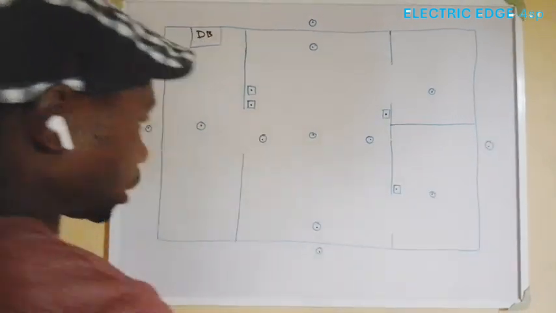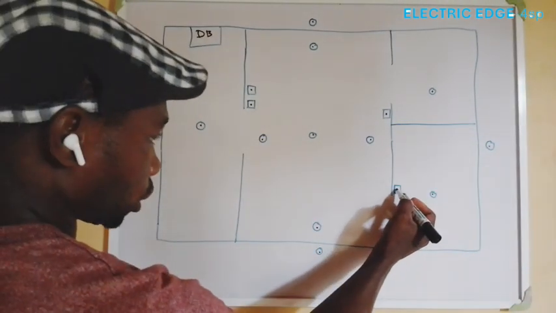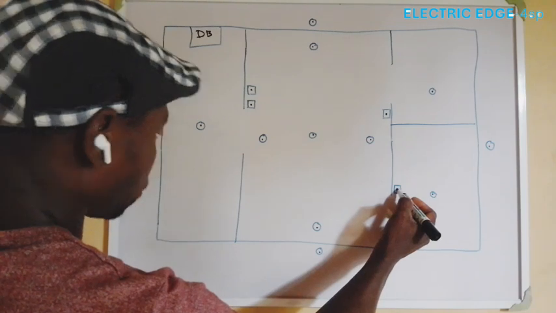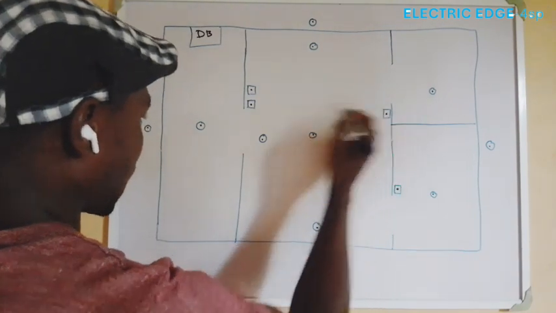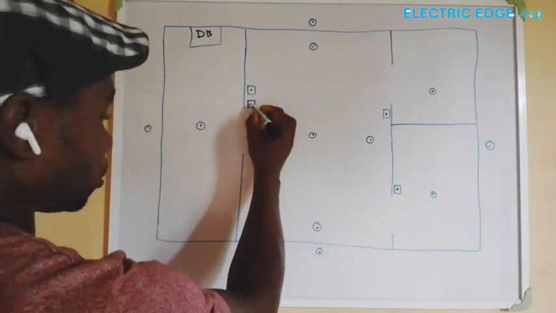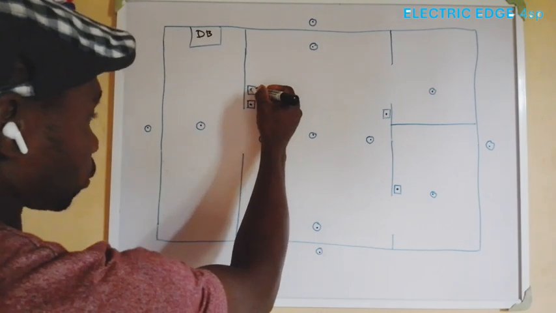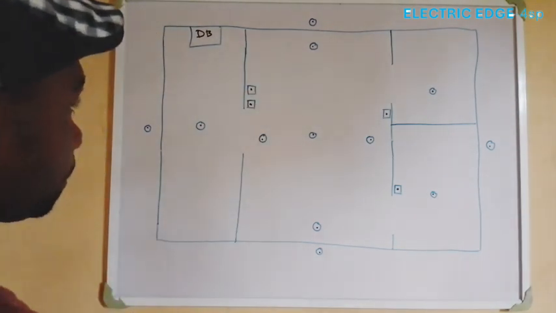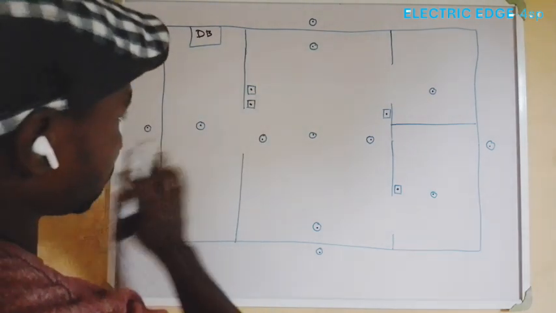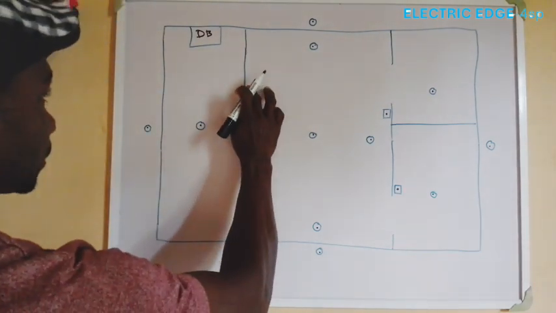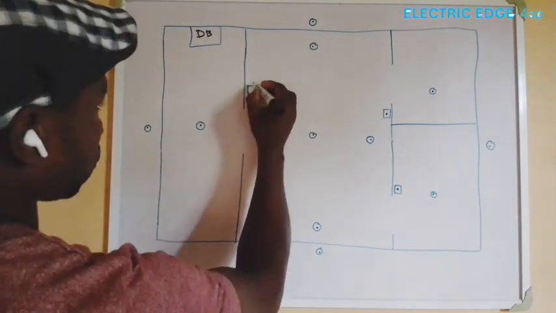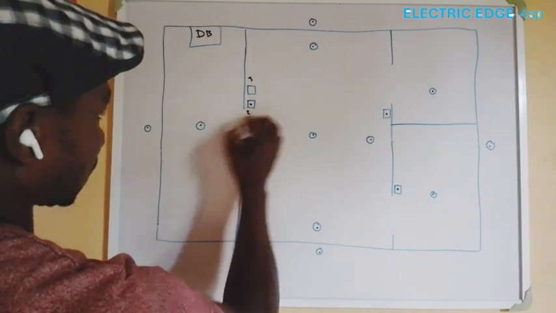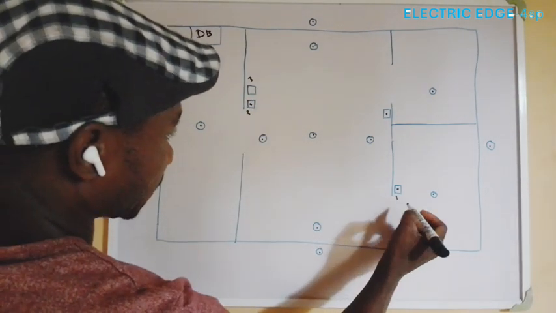This particular switch is going to be 1-gang. This one will be 2-gang. We are going to make one of them 3-gang. This one will be 3-gang. This one will be 2-gang. This one will be 1-gang, and this one will be 1-gang.